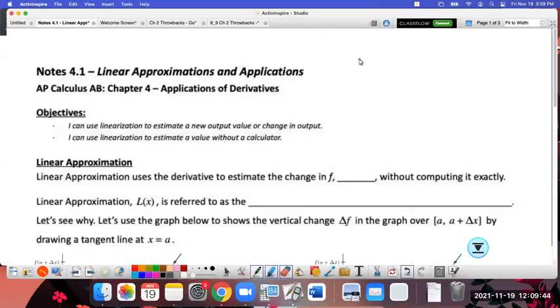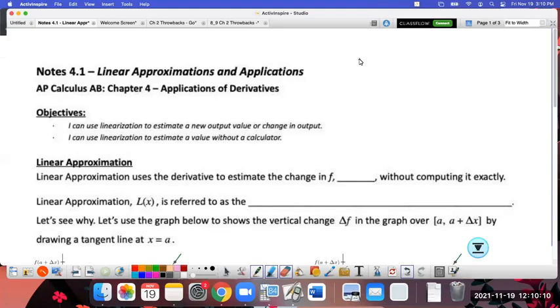Hi guys, so today we are starting chapter 4, which begins our applications of derivatives. Even though we kind of did a small application already when we did the rates of change in 3.11, we're formally going to be using applications of derivatives in this entire chapter. So starting off, we are going to be looking at linear approximations.